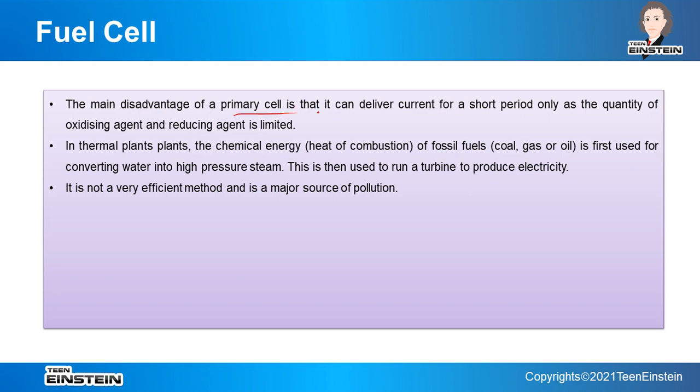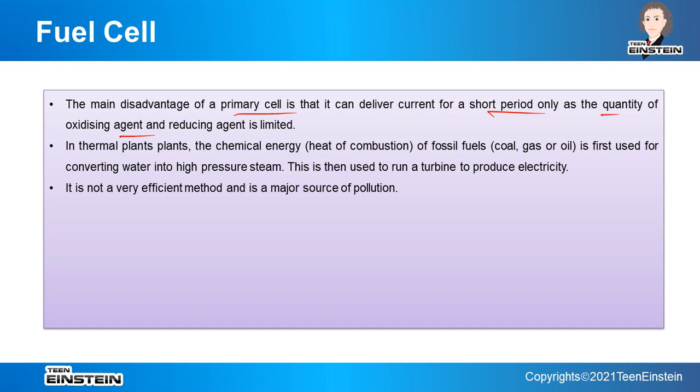If we consider the primary cell, the main disadvantage is that it can deliver current only for a short period of time, as long as the reactants, that is the reducing agent and oxidizing agent, are present. But once they are consumed, you cannot use it any longer. Okay, so that is the disadvantage. And in the case of the secondary cell also, we have seen that the older the battery becomes, gradually its efficiency becomes lesser and lesser.